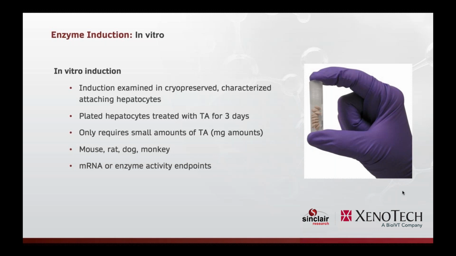One benefit to in vitro induction studies is it only requires a very small amount of test article, so milligram amounts. And again, this can be done in mouse, rat, dog, and monkey. The endpoints for an enzyme induction study are either messenger RNA or enzyme activity. The preferred one out of these two is actually messenger RNA, as it's cheaper, faster to do, and it's also preferred by the regulatory agencies when conducting these as part of an IND enabling study. There are some reasons for that. If you'd like more details, I'd point you to our website, where we have more information as to why that is.